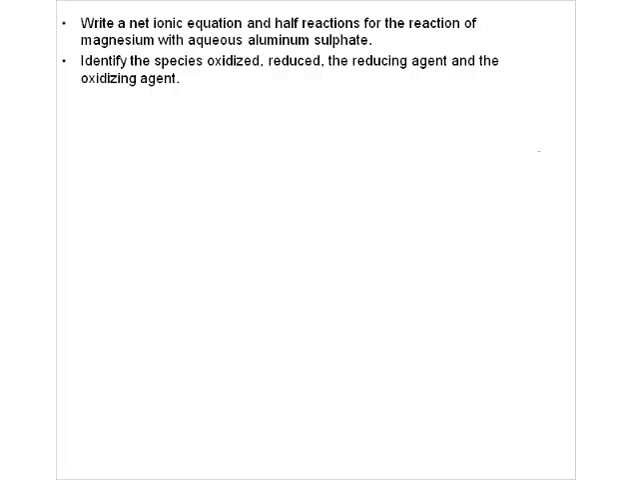Here's a reaction where we want to write the net ionic equation for the reaction of magnesium with aluminum sulfate. And we want to list all the reducing agents and oxidizing agents and the species reduced and oxidized. So here we go. We have magnesium solid reacting with aluminum sulfate aqueous. It's a solution. And in this case, what's going to happen is a single replacement. So the aluminum and the magnesium switch places, and we get magnesium sulfate.